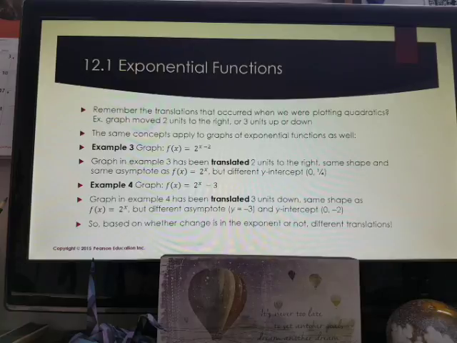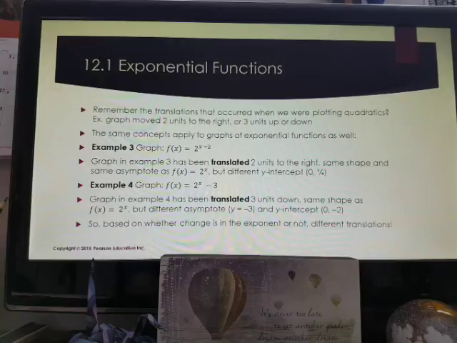So we will move on. That's basically just showing you some of the different ways that we can manipulate the exponential function graph, and like it says here in the notes, based on whether the change is in the exponent, so it's happening to the exponent itself, or it's happening to the exponential function, you get different translations. You either get a left or right translation or an up or down translation.